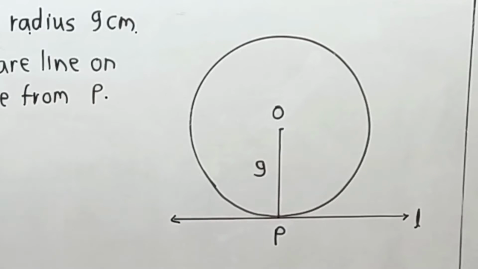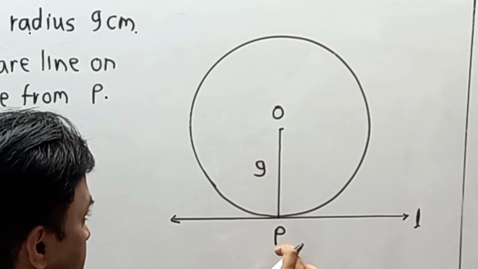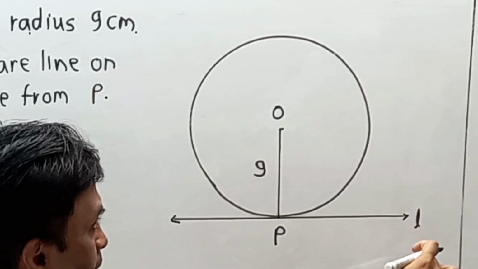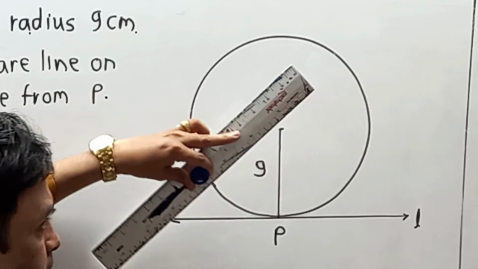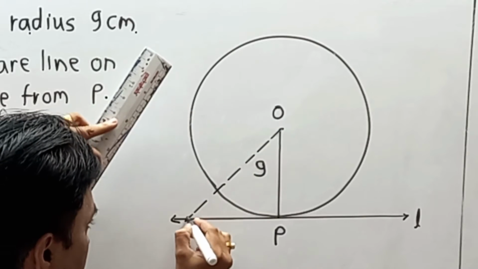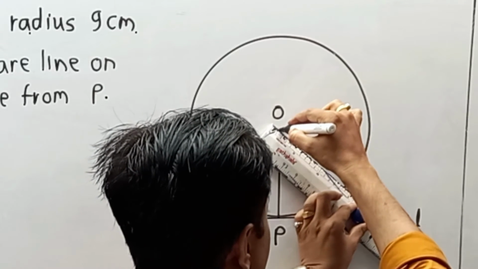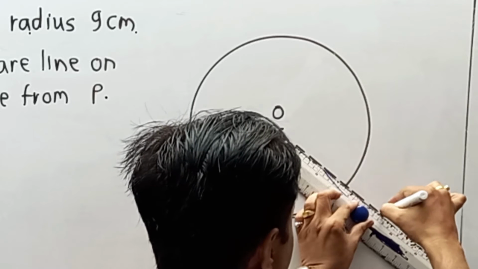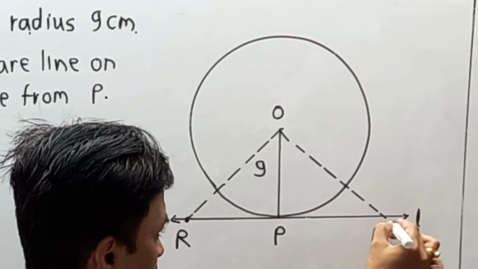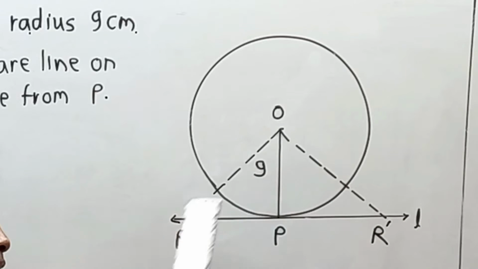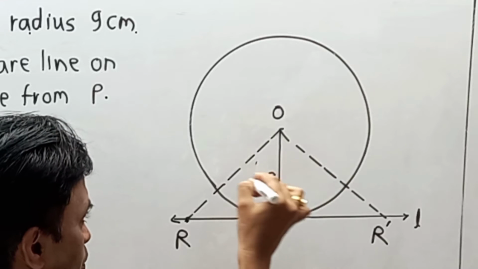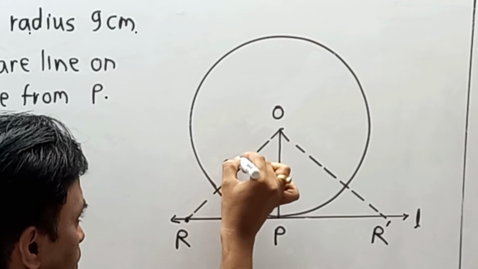So let us say point P is here, and we are given that distance OR is 15, which means R is on line L at a distance of 15. This distance 15 may be somewhere here, or this distance 15 may be somewhere here. If I consider this point as R, then I have to consider this point as R dash, because this is also 15, this is also 15. They have given OP as 9 here, and now OR is 15 here.